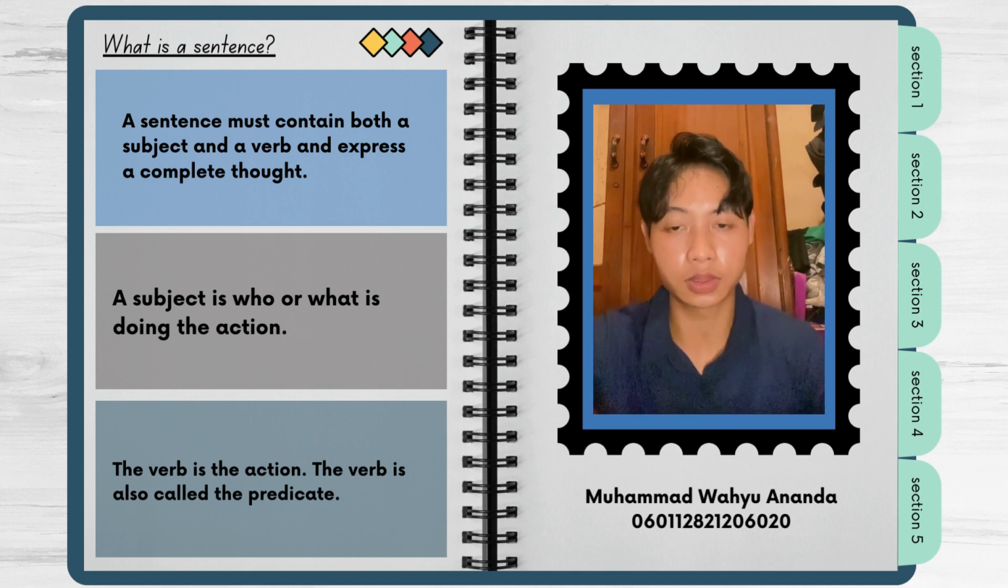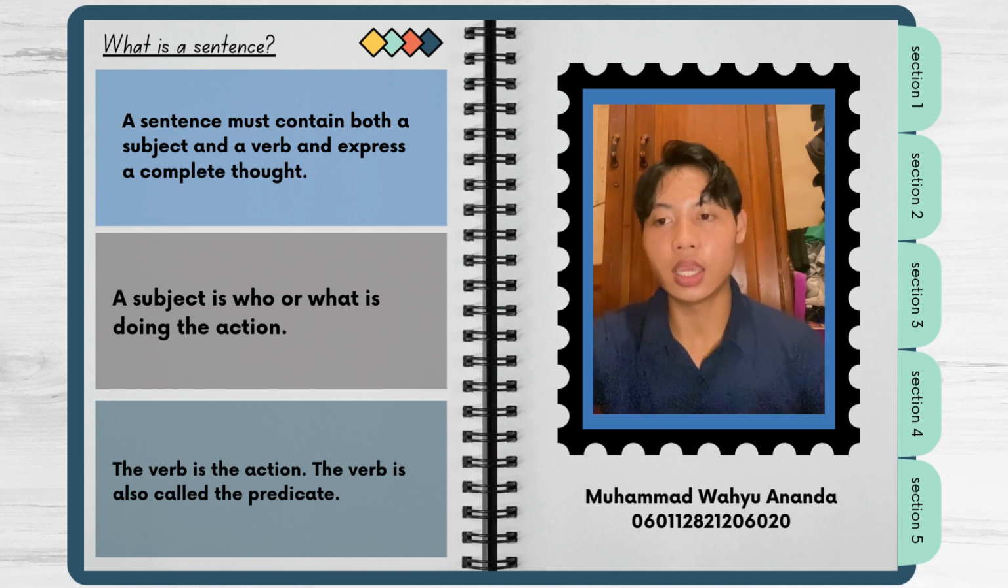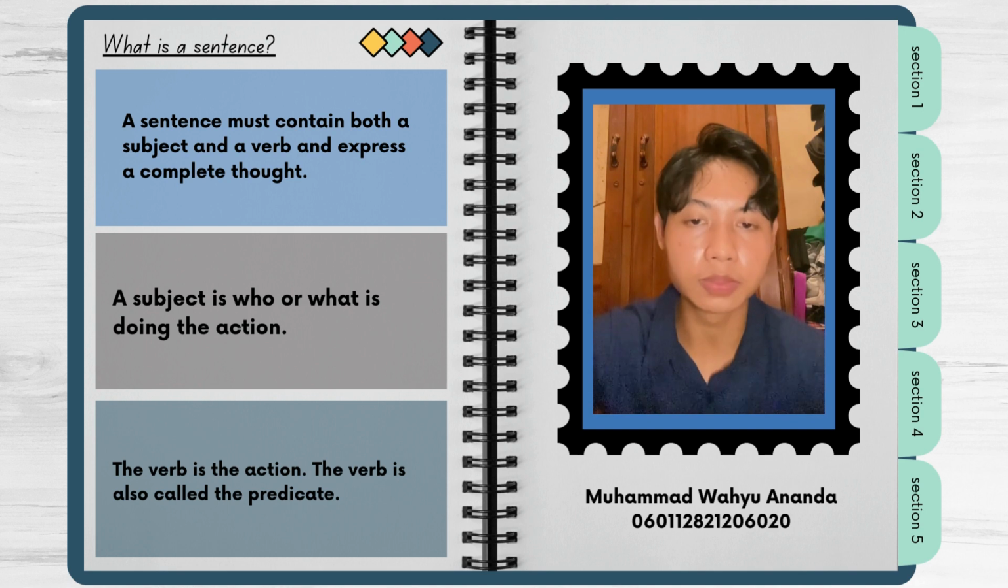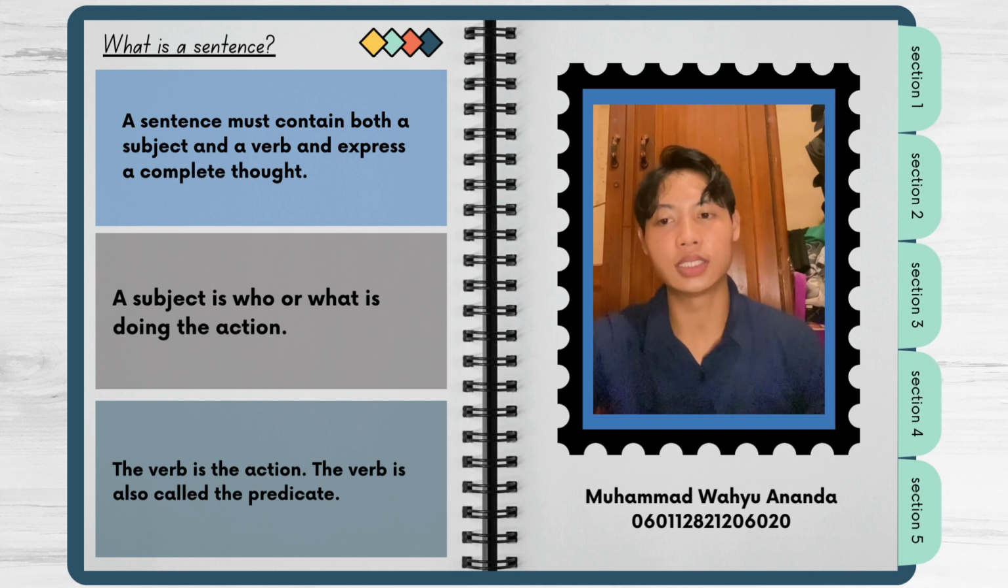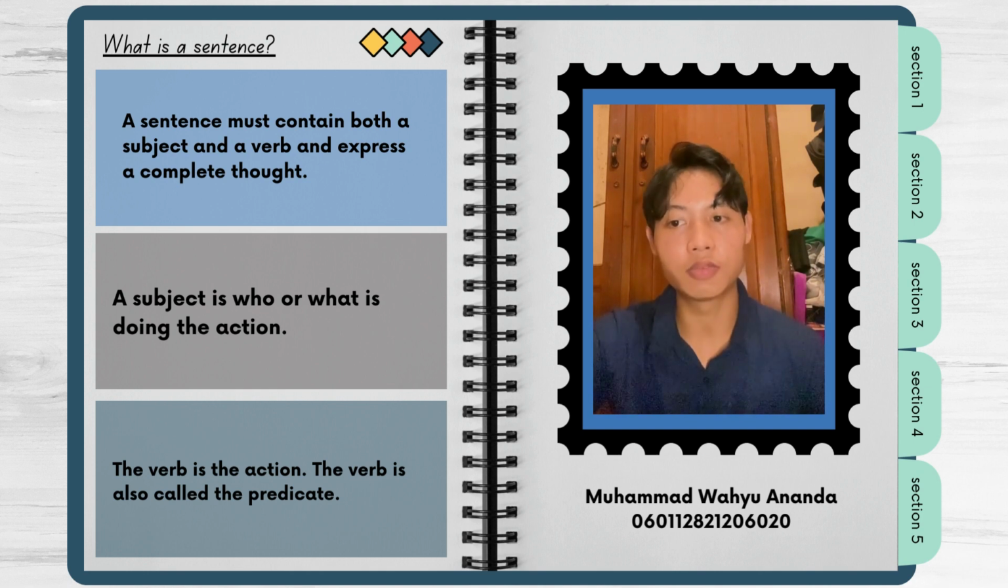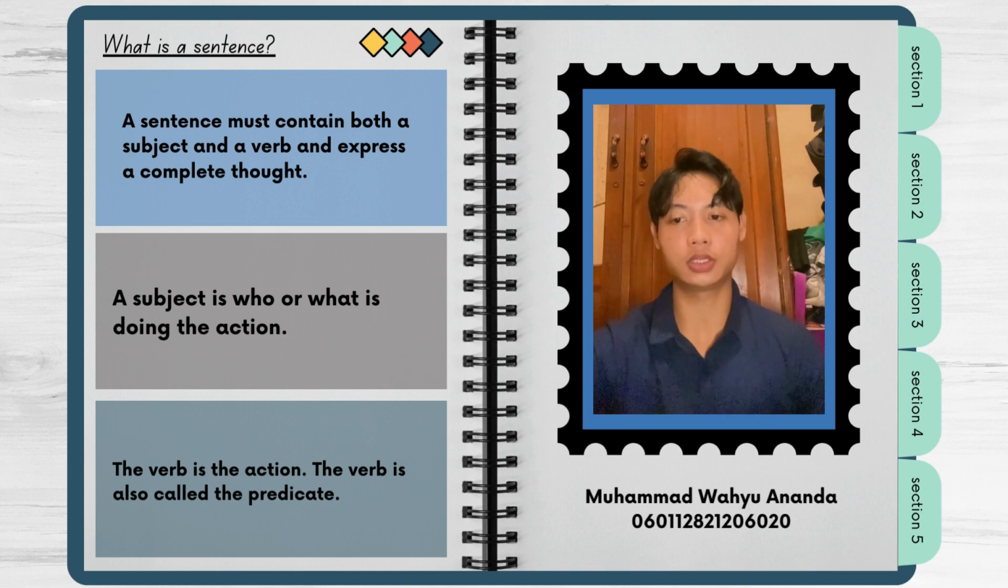Understanding the relationship between subject and verb is crucial in constructing grammatical sentences, and the subject and verb must agree in number and person. For example, if the subject is singular, the verb must be singular as well, and vice versa. This agreement ensures clarity and coherence in communication. So, a sentence comprises a subject, a verb, and a complete thought. It is the basic unit of language that allows us to convey meaning, express ideas, and communicate effectively.